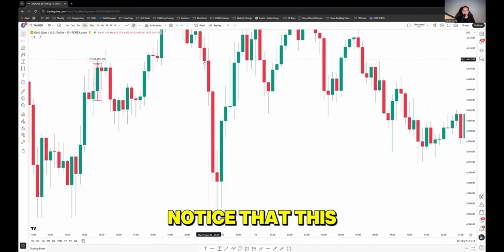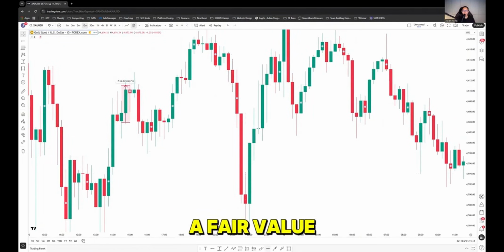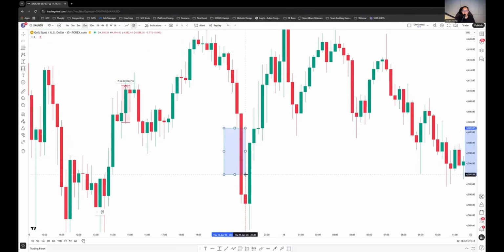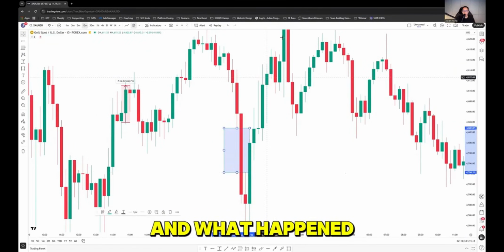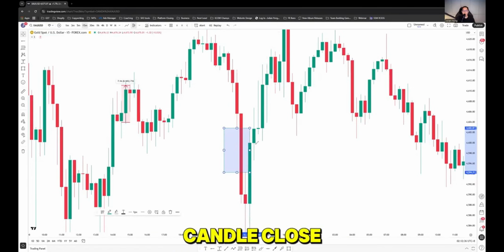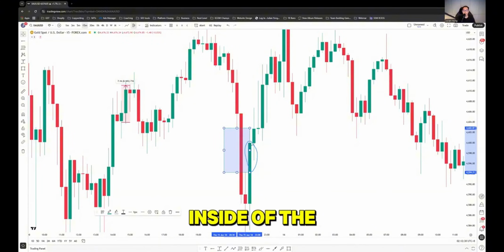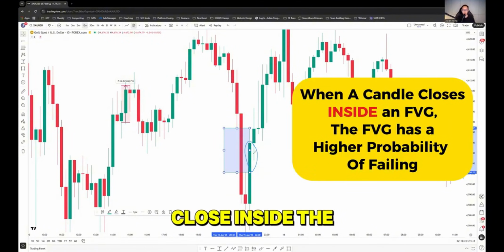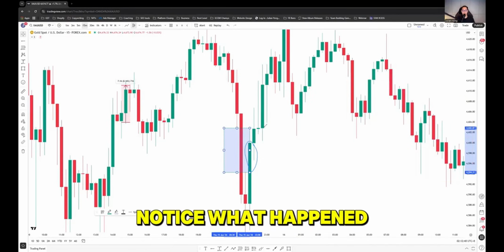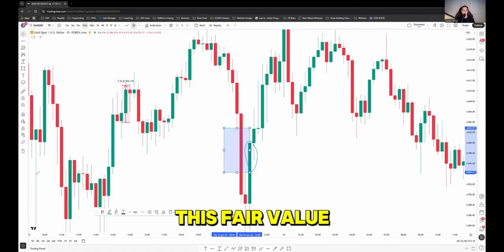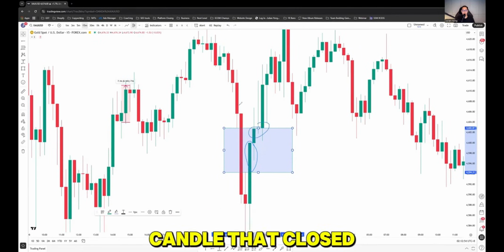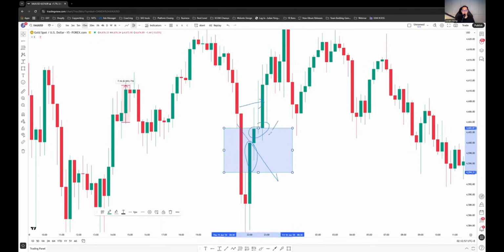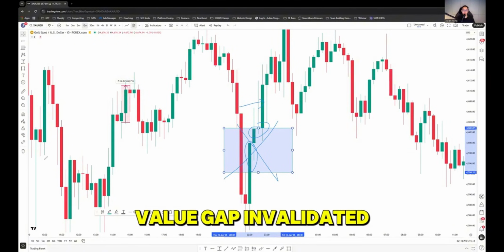Notice that this right here is a fair value gap. And what happened is that this candle closed inside of the fair value gap. When this candle closed inside the fair value gap, remember it says that there is high chance for the fair value gap to fail. Notice what happened. Eventually, this fair value gap broke and failed. This is the candle that closed above, rendering this fair value gap invalidated.